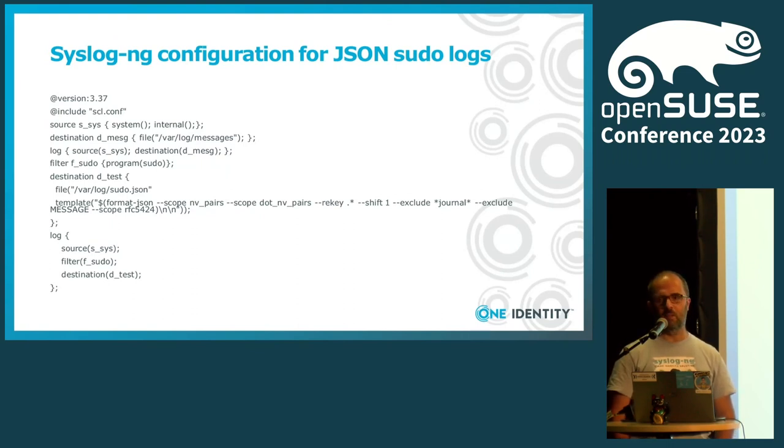We write the original log message to var log messages, but we also have a second log path here. We filter sudo log messages and then write the results to a JSON formatted text file, which means that we recreate the log message. We parse the log message automatically and then recreate the very same log message in JSON format in Syslog-ng.